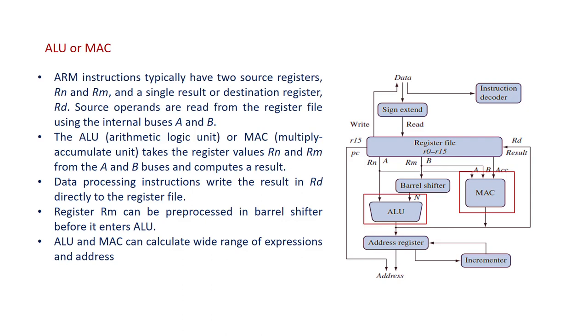The result of ALU and MAC may be stored into the RD register in the register file. Register RM can be pre-processed in the barrel shifter before it enters the ALU. ALU and MAC can calculate a wide range of expressions and addresses.